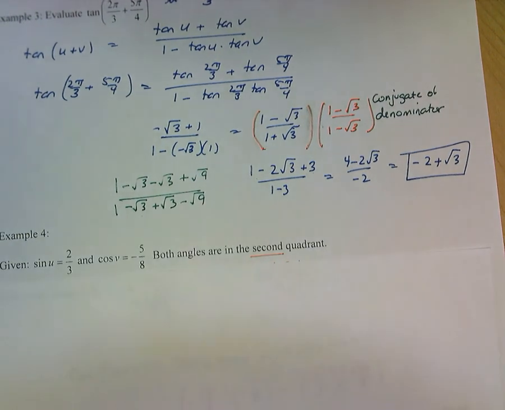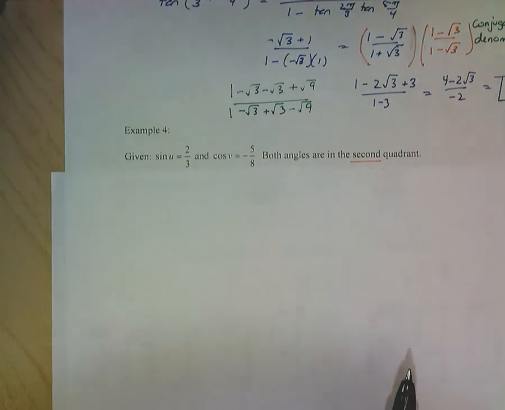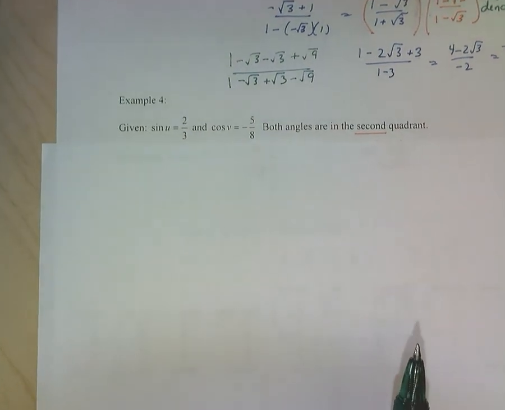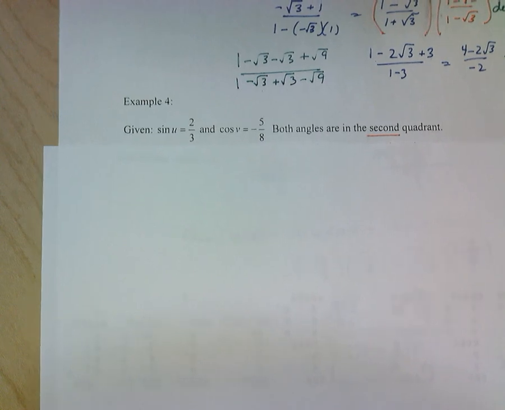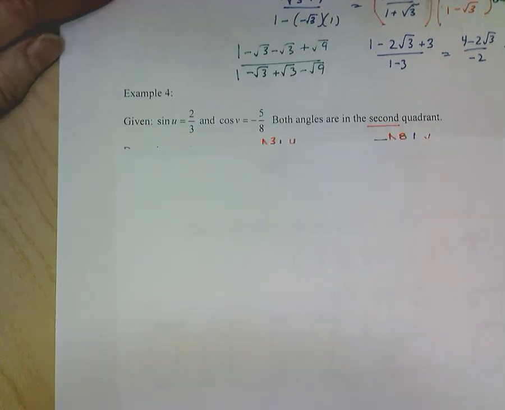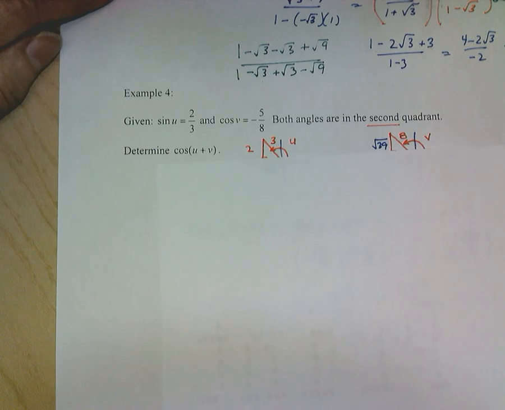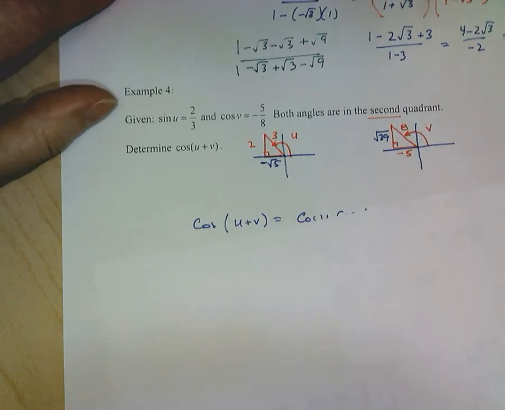The other thing that we're going to do with the sum and difference formulas is you're going to be given information about 2 different triangles. So we have a triangle where the angle is U, and we have a different triangle where the angle is V. And I'm given the information that both angles are in the second quadrant. So the first one I'm going to draw is this angle U.